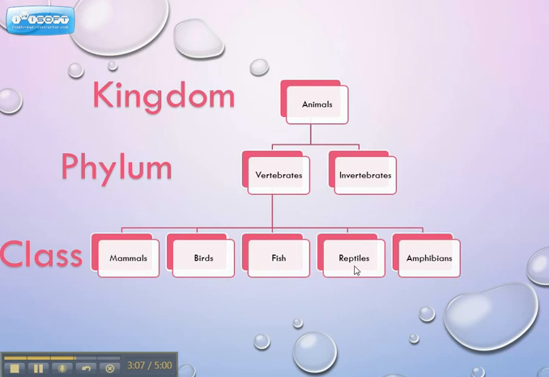Fish, reptiles, which also lay eggs but are born on the land. And amphibians, which are born in the water and usually grow out of the water and develop into creatures that then live on the land, such as frogs. They're born in the water as tadpoles, and then they develop into full adult frogs, and they live on the land.